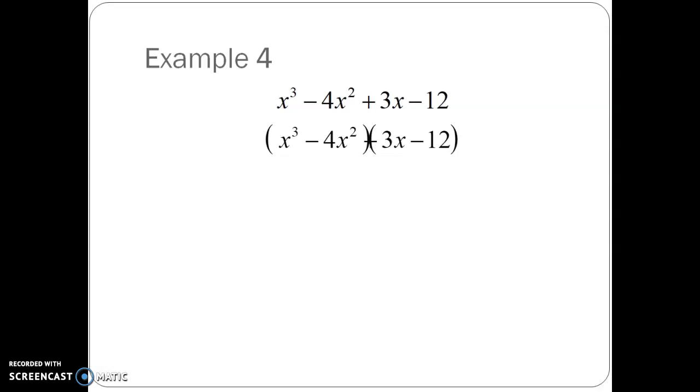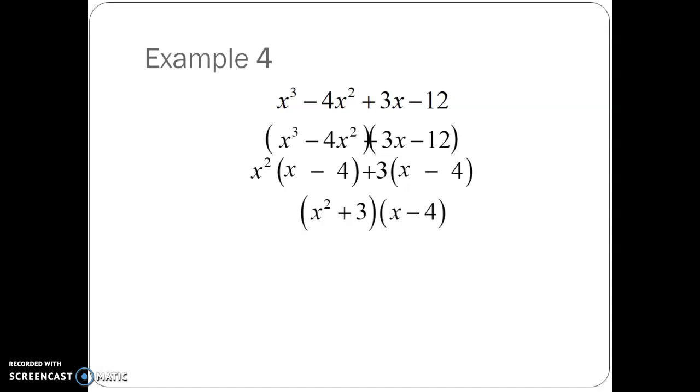Now for each group of terms, I'm going to try to factor out a GCF. Factoring out a GCF from the first group, I believe the GCF is x squared here. So this will leave us with x squared times x minus 4. And then in the second group, our GCF is going to be positive 3. And that leaves us with x minus 4. Now you'll notice that in both sets of parentheses, what's left over is identical. So now we can write this in factored form. In factored form, this will be x squared plus 3 and x minus 4. And that's it.